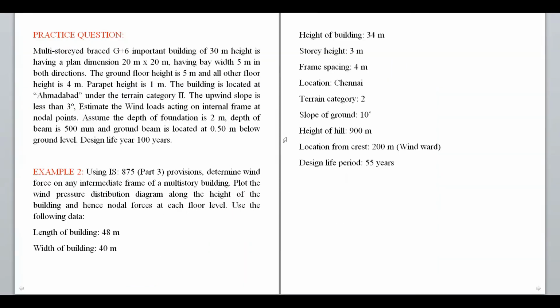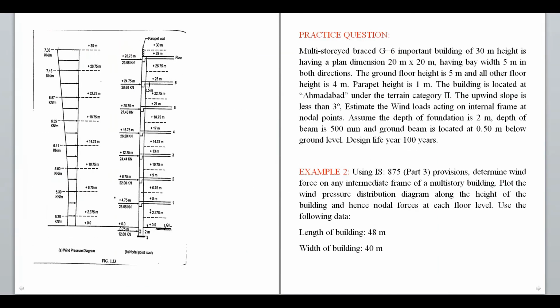Here is one practice question. A multi-storey G+6 important building of 30 meter height has a plan dimension of 20 by 20 meter, with bay width 5 meter in both directions. The ground floor height is 5 meter and all other floor heights are 4 meter. Parapet height is 1 meter. The building is located at Ahmedabad under terrain category 2. Upward slope is less than 3 degrees.